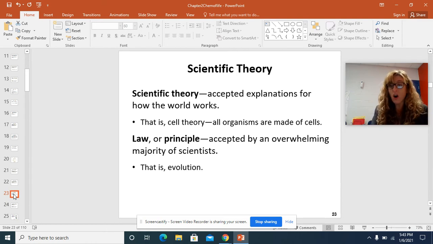Okay. Now, a law or a principle is accepted by an overwhelming majority of scientists, like evolution, law of gravity. You have much evidence, huge bodies of evidence in different fields and different factors that support that, okay? And remember that if the evidence changes, theories change, laws change, principles change.